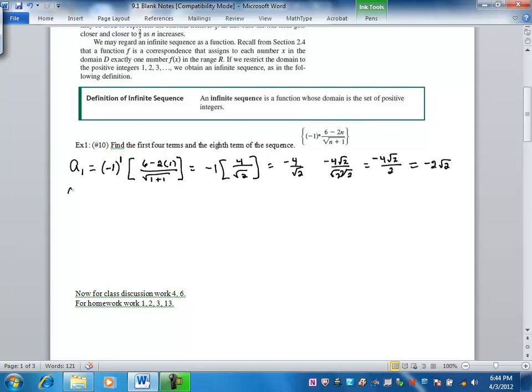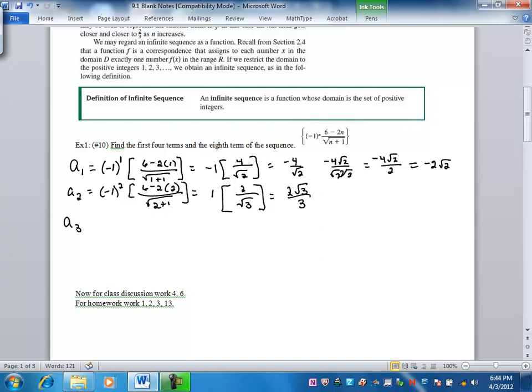The second term, a sub 2, well, we're going to put now a 2 in where the n was: -1 to the second times 6 minus 2 times 2 divided by the square root of 2 plus 1. This gives me 1 times, this is 6 minus 4, which is 2 over the square root of 3. If we want to, we can rationalize this: 2 root 3 over 3.